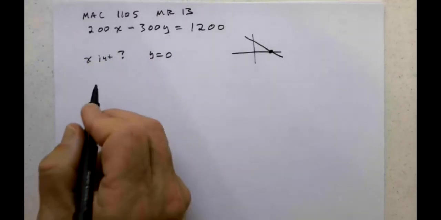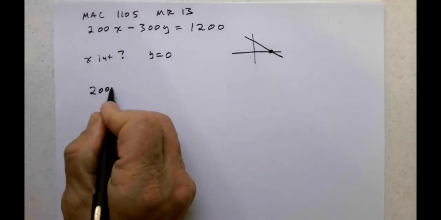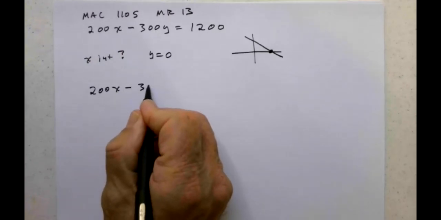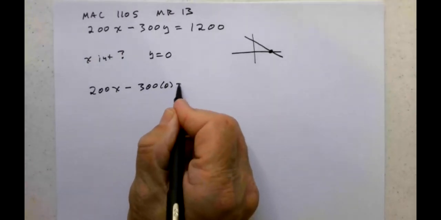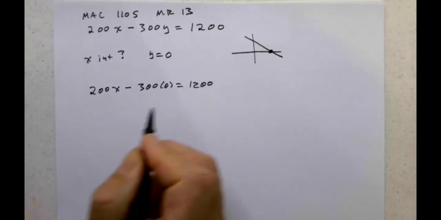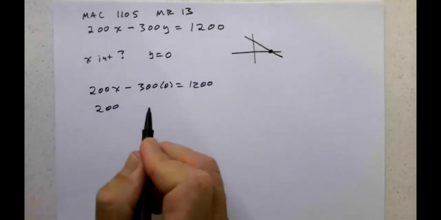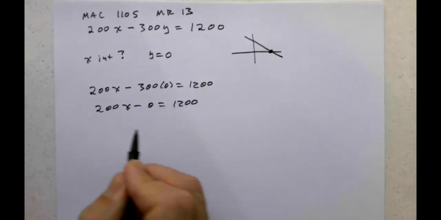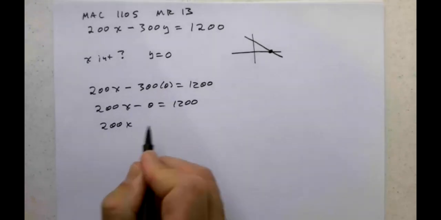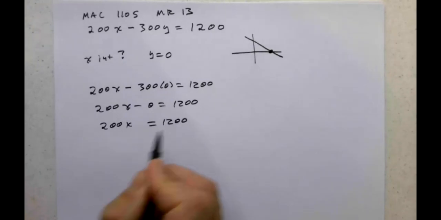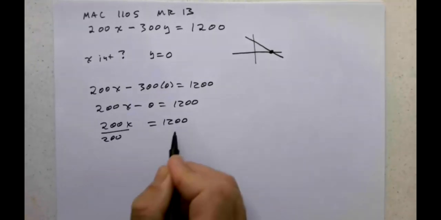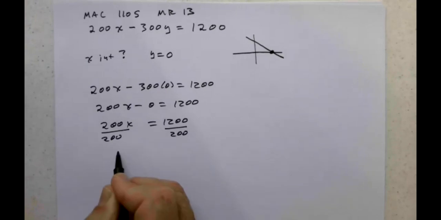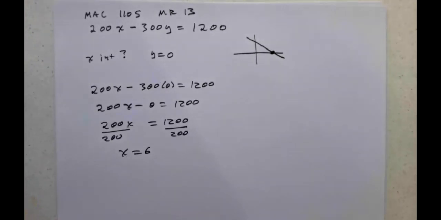So if I set y equal to 0, this becomes 200x minus 300 times 0 equals 1200. We get 200x minus 0 equals 1200. 200x equals 1200. Divide by 200, 1200 divided by 200, and we get x is 6. So that is the x-intercept.